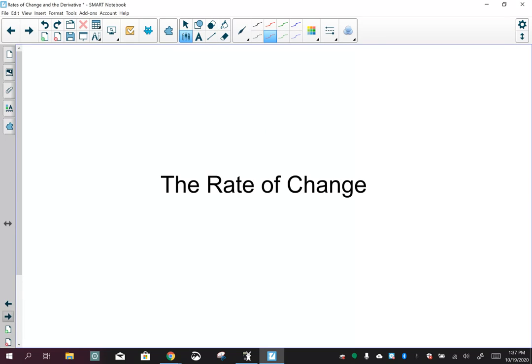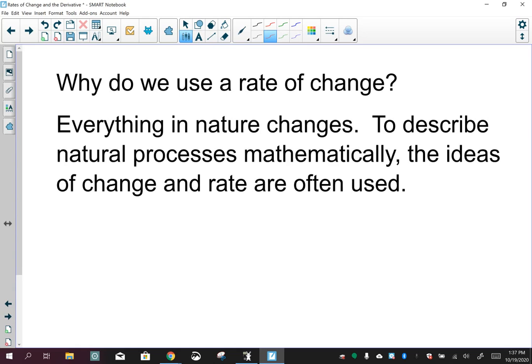All right, so let's talk about rate of change, because that is where the derivative really comes into play. So why do we use rate of change? Everything in nature changes. So basically, when we want to describe natural processes mathematically, the ideas of rate and change we use a whole lot.